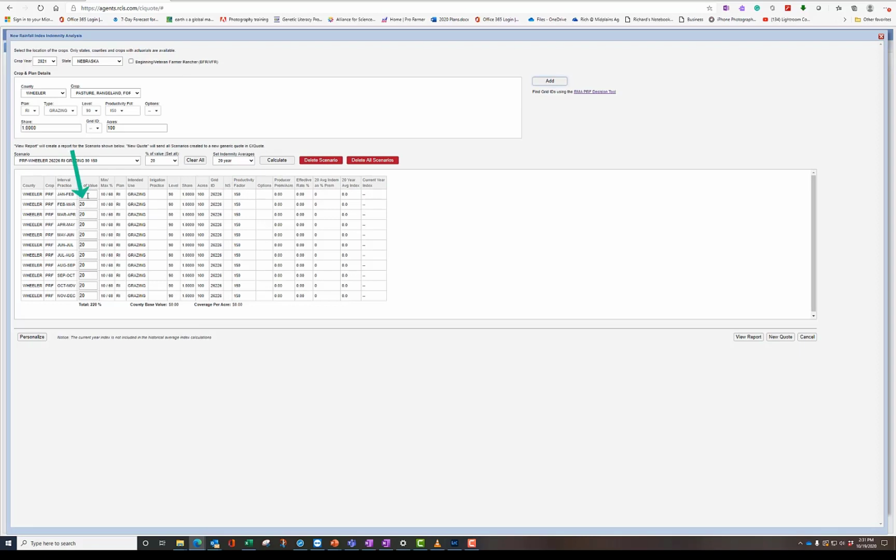The percent of value is the percent of the total value that we put on each interval. Here we've got 20% for each interval, and we'll leave it that way because it'll help us make a decision later on. But when we actually do our policy, we'll choose a percentage for each interval that we want, and the totals cannot be more than 100%. Next, we'll generate a report.